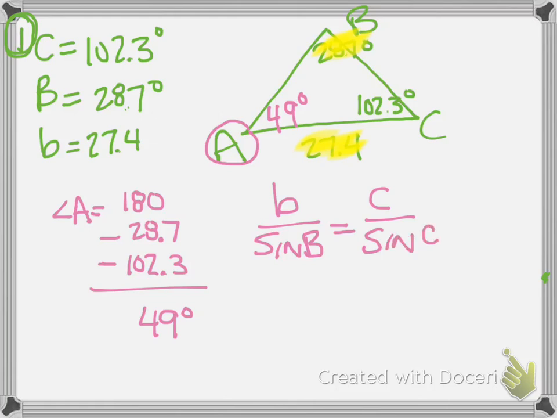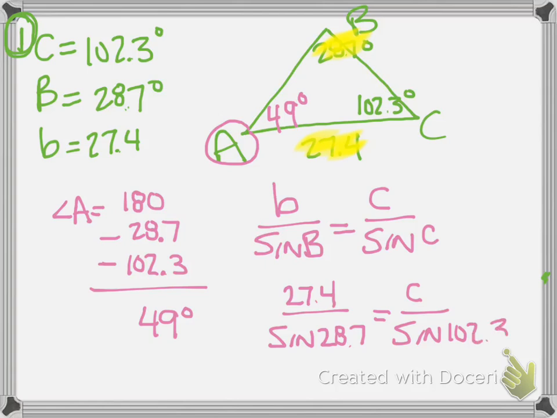I need a side length c over sine of C. So we can substitute in, and let's see what we can do. I know side length b is 27.4, and I know angle B is 28.7, so the sine of 28.7, equals little c divided by the sine of C, 102.3.